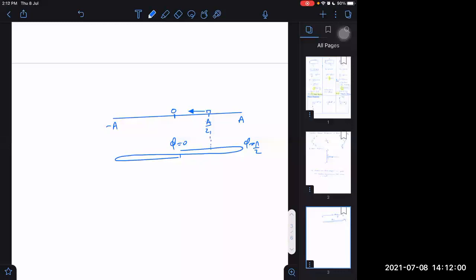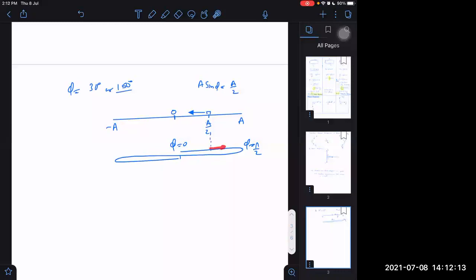I can write a by 2 as a sine phi, so sine phi is equal to 1 by 2. What is the possible value of phi? Phi could be 30 degrees or 150 degrees. Out of these two, which value should I take here? It is not going along the positive side. It is returning back. This is the first quadrant angle, second quadrant, third quadrant, fourth quadrant. Then we should take 150 degrees. The first one we are neglecting because it is in the first quadrant.